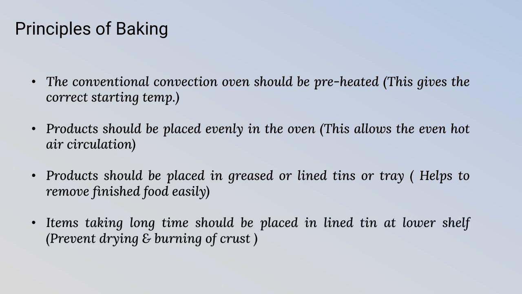Items taking a long time should be placed in a lined tin on the lower shelf. So food nearer to the heating element will get cooked very fast. So ensure that the product which needs more time for baking and requires high temperature and prolonged cooking time should always be placed at the bottom of the oven rack so that it gets sufficient time to be baked properly. Clear?